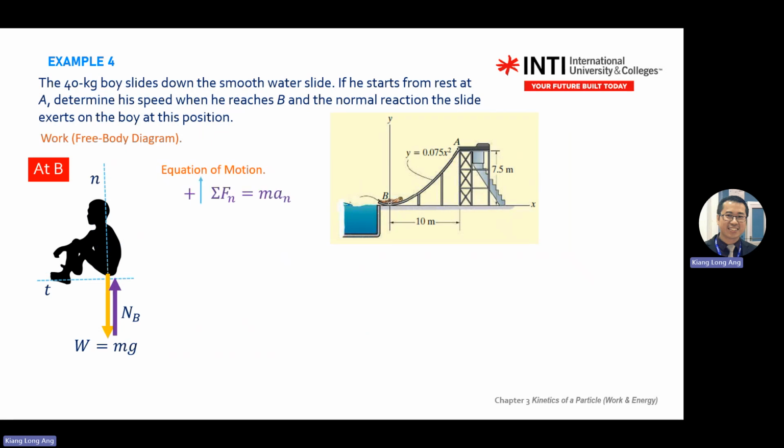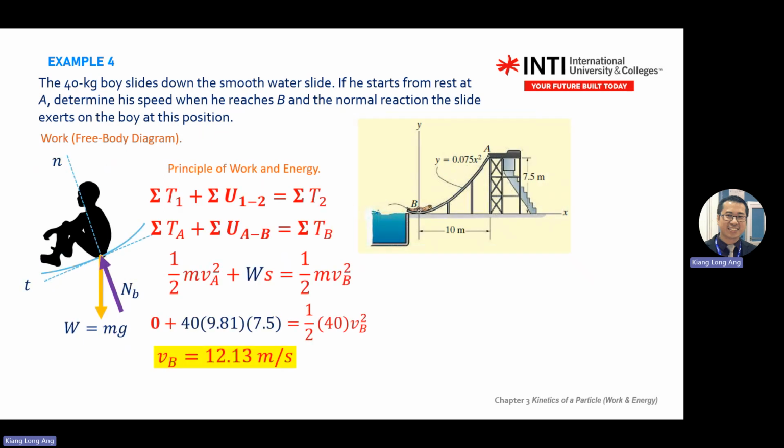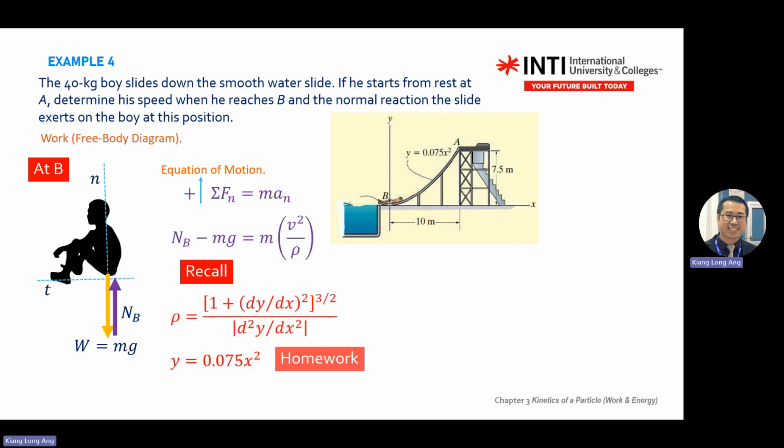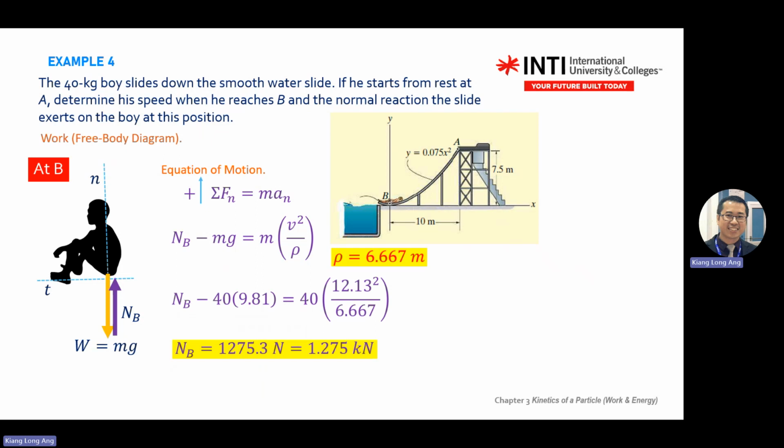Or you can use the equation of motion. This is the first one, VB, by using the principle of energy, or you use a chapter 2 approach. It can become a chapter 2 question. So for the equation of motion from chapter 2, the normal acceleration is V square over rho. In this case, you don't know the rho, so you need to calculate the rho by differentiating this one 2 times. Substitute, then fill in all the values. When you find the rho, substitute inside there, and you're still able to find the NB.